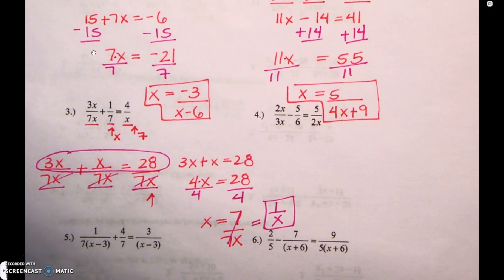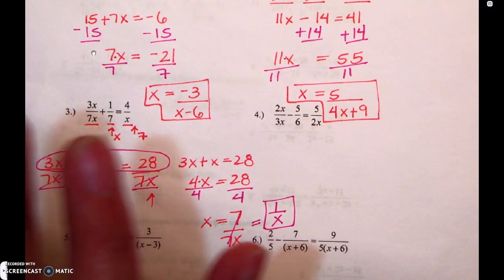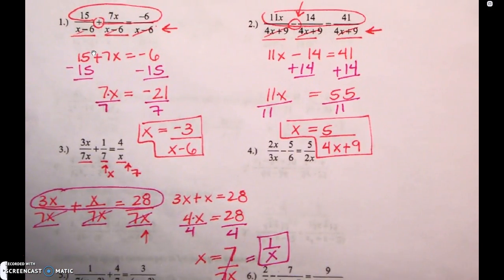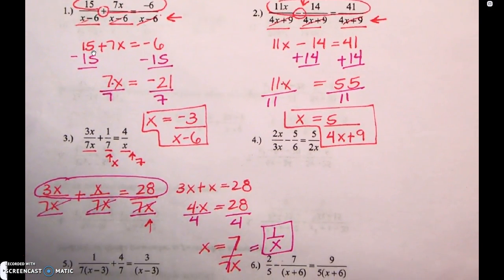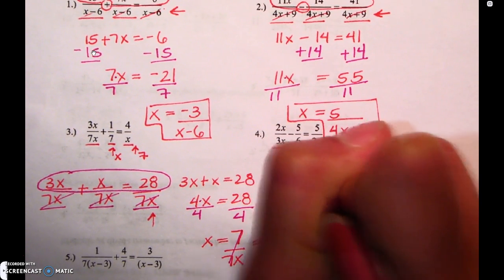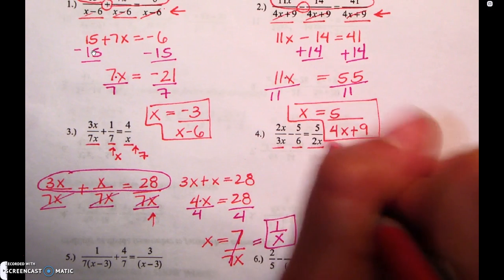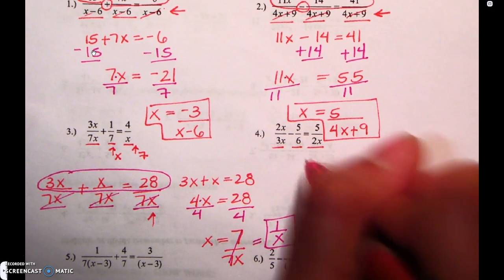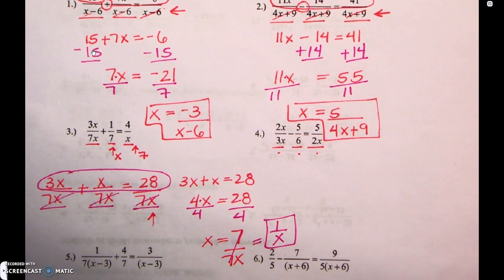Okay, let's move on to number 4. If you need to pause the video at any time and catch up with the notes, or rewind and hear this stuff again, that's okay. You can do that. Okay, we have 3x, 6, and a 2x. So the common denominator, the greatest common factor between 2, 3, and 6 is 6.